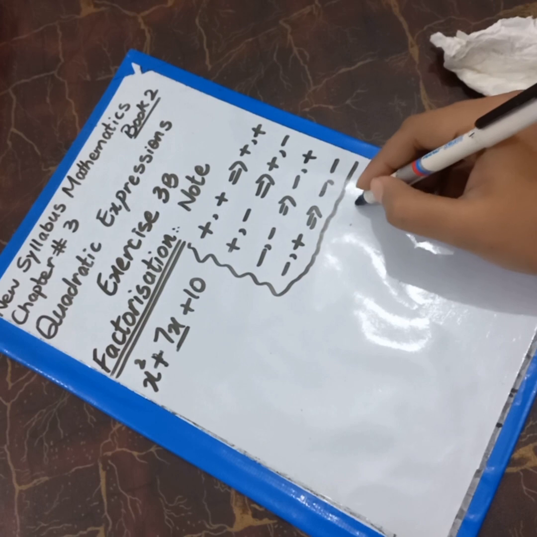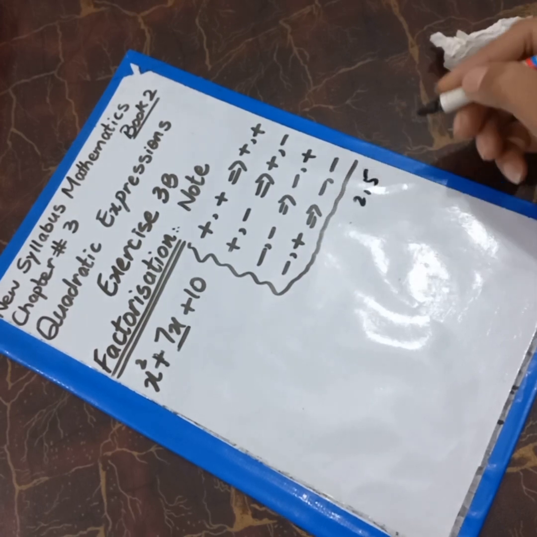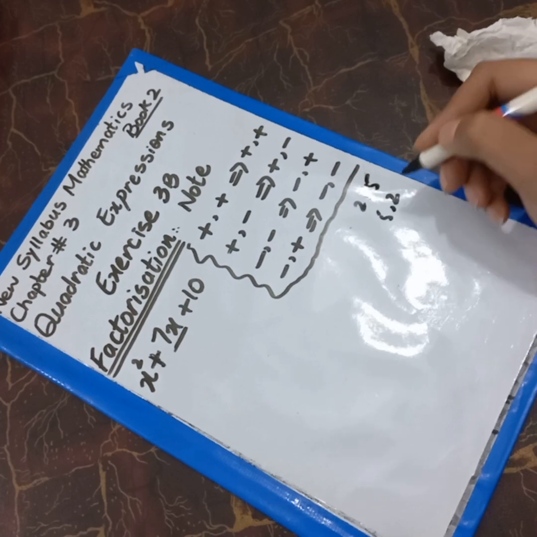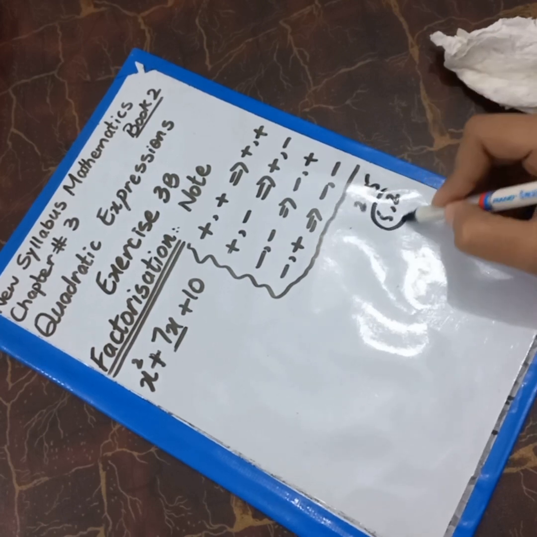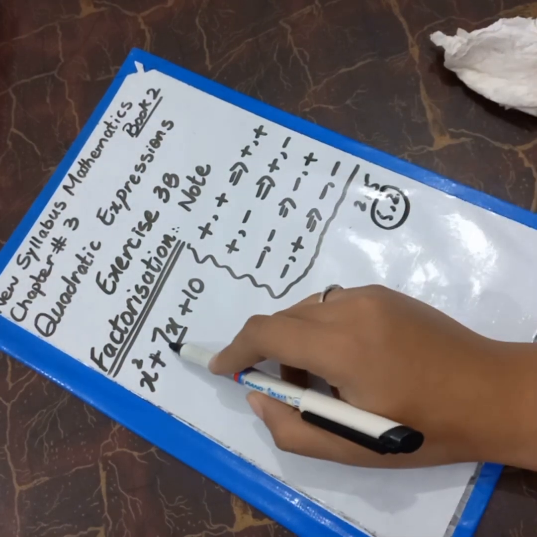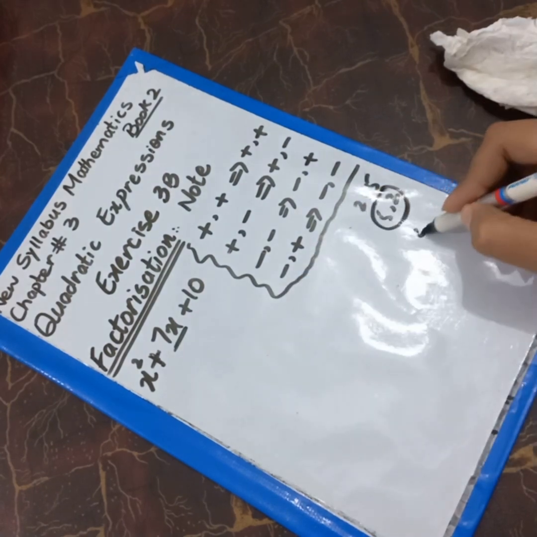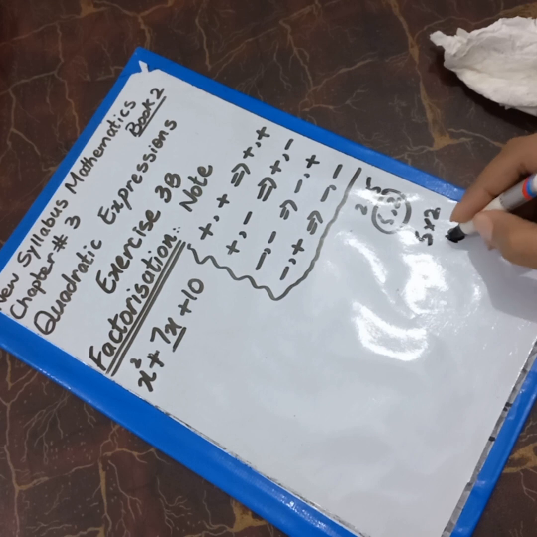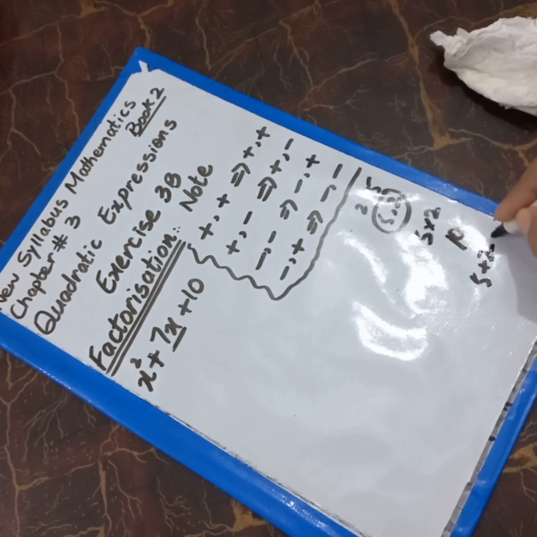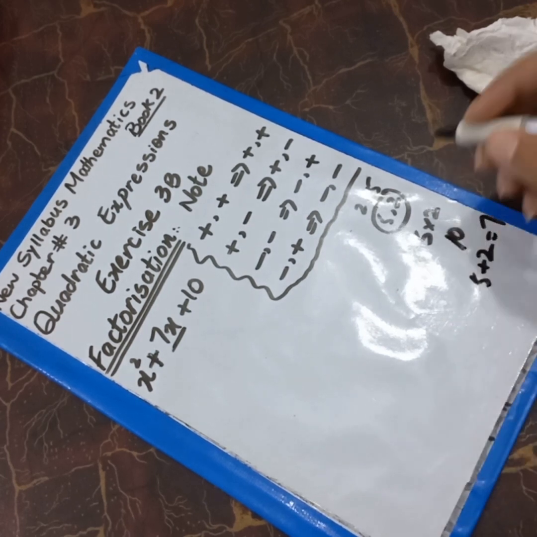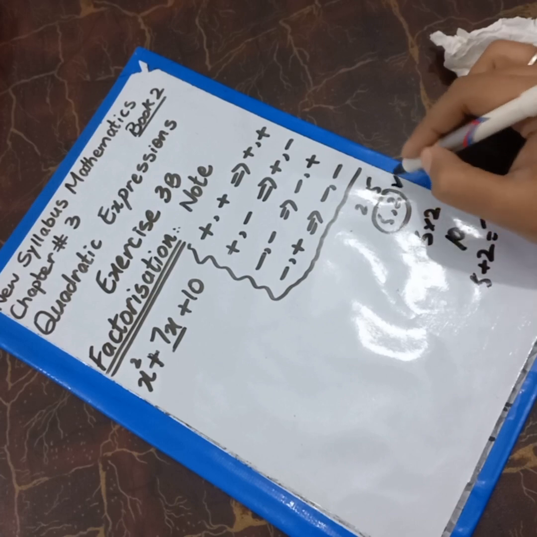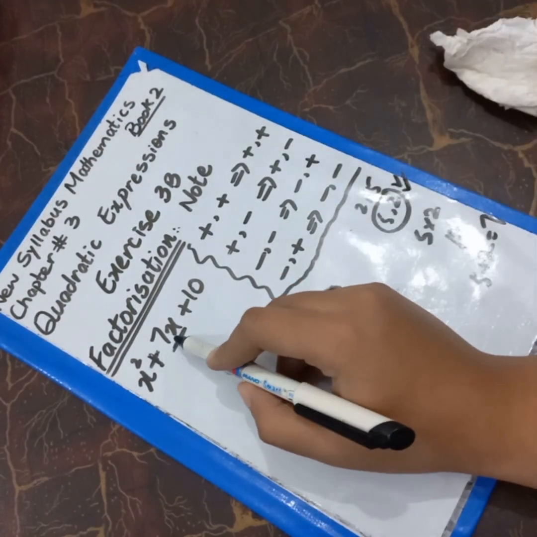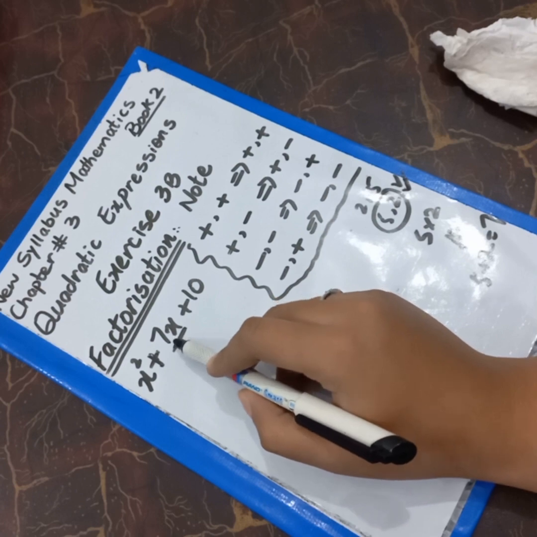So let's say it's 2 and 5. 2 fives are 10, or you can say 5 twos are 10. And add these two numbers as well. Is it giving you 7? Yes, it is. Then 5 multiply 2 is 10, and 5 plus 2 is 7. That's right. This pair is very useful for us. This pair we will use to split, to break this midterm into two parts.